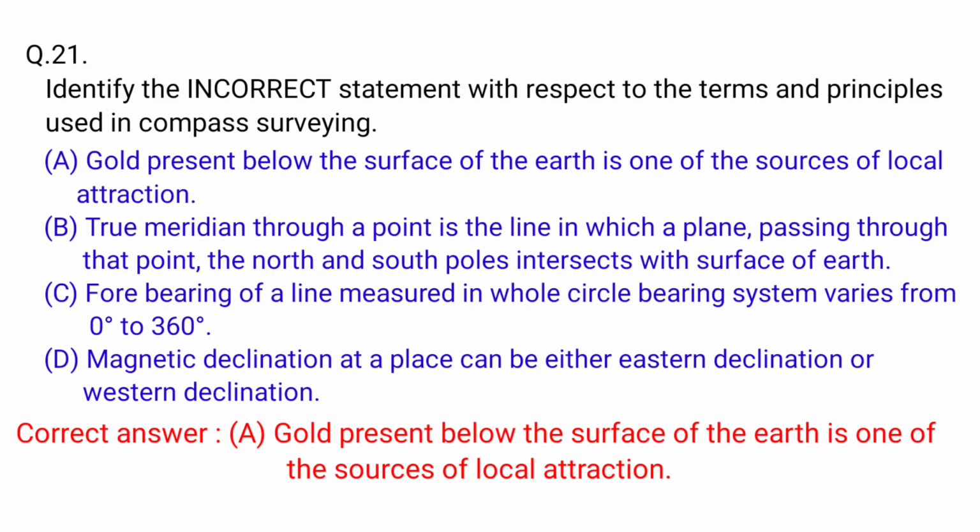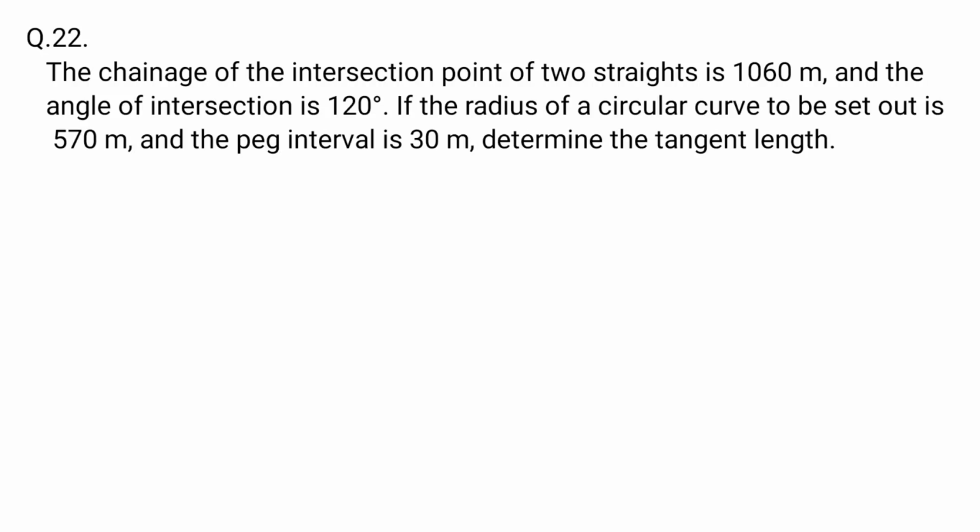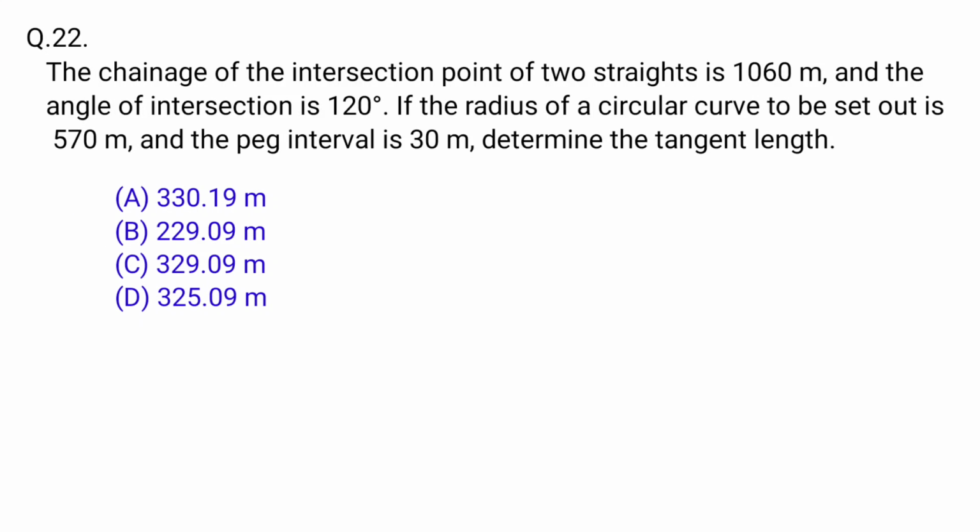Correct answer is option A. Gold present below the surface of the earth is one of the sources of local attraction. Next. Question number 22. The chainage of the intersection point of two straights is 1060 meter and the angle of intersection is 120 degrees. If the radius of a circular curve to be set out is 570 meter and the peg interval is 30 meter, determine the tangent length. Options. A. 330.19 meter, B. 229.09 meter, C. 329.09 meter, D. 325.09 meter.